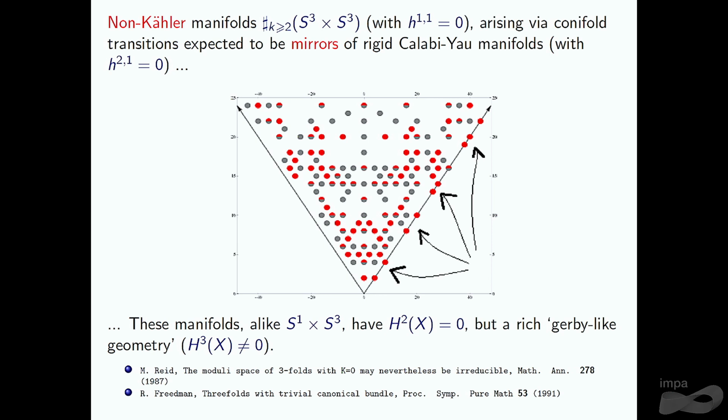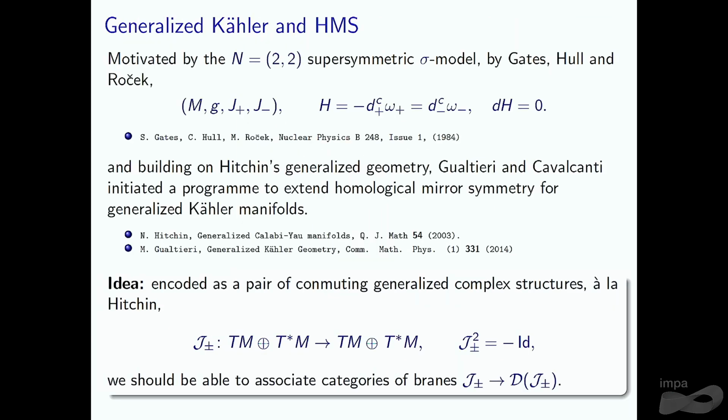Okay? So in order to try to develop a version of mirror symmetry for non-Kähler manifolds, what we're going to do is exploit the geometry of three forms. Okay, so what are the known attempts to produce this non-Kähler mirror symmetry?